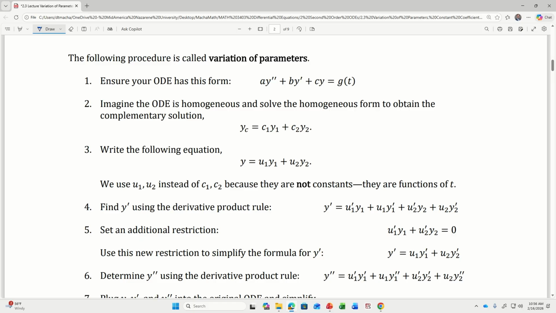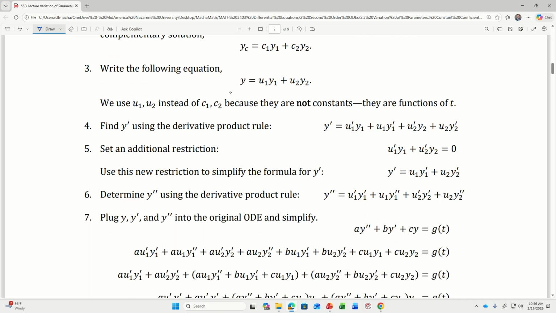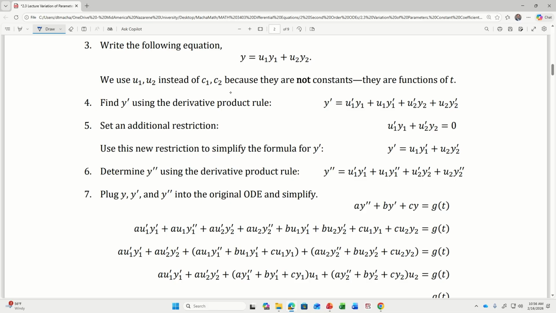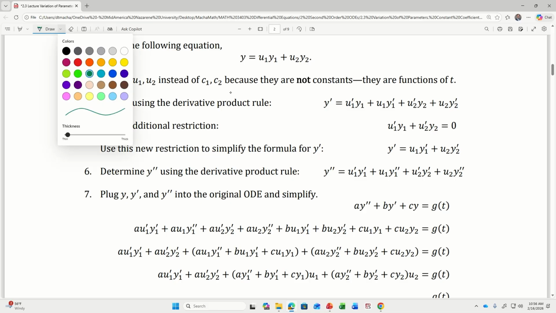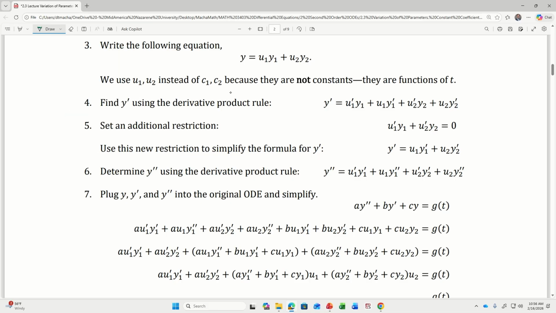So again, we're solving for two unknowns. We only have one equation we have to respect here, which gives us a degree of freedom. And what do we do with that degree of freedom? We choose to make up an extra restriction, and the extra restriction is nice because it allows us to simplify my expression for y prime.